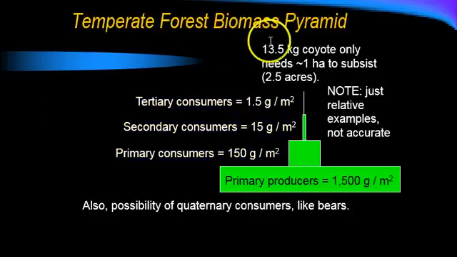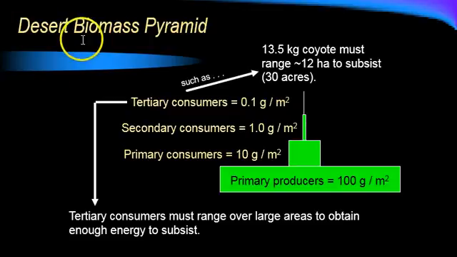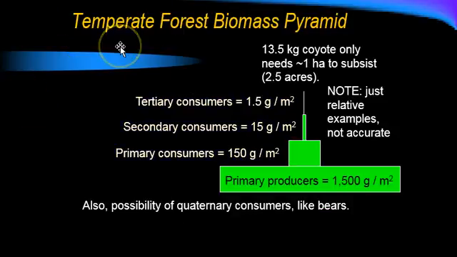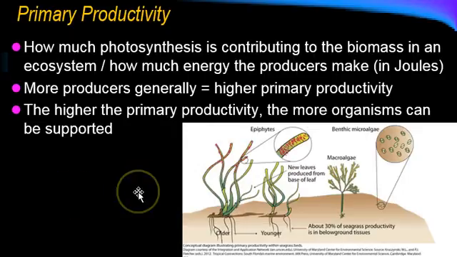So this is just a different environments pyramid. You can see this one is a desert and this one is a temperate forest, but you can see that basically the same patterns happen no matter where you are. However, there is one key factor that will determine how many organisms you support, and that is at the base of your pyramid, and that is your producers. So we have a term for that. That is called primary productivity. Primary productivity is basically how much photosynthesis is giving you in terms of biomass and in terms of energy. So how much are those producers actually making?